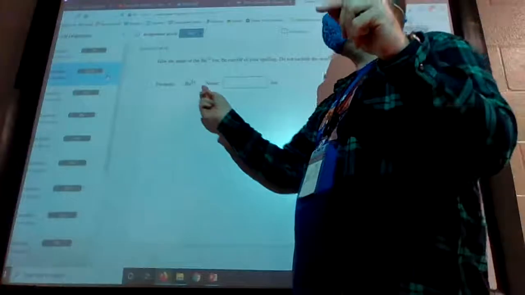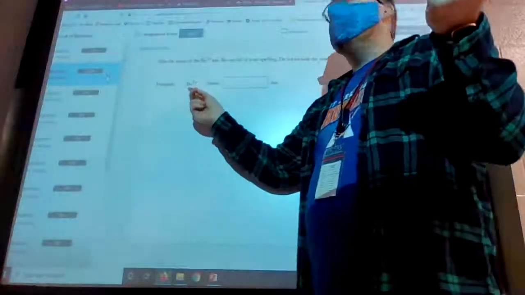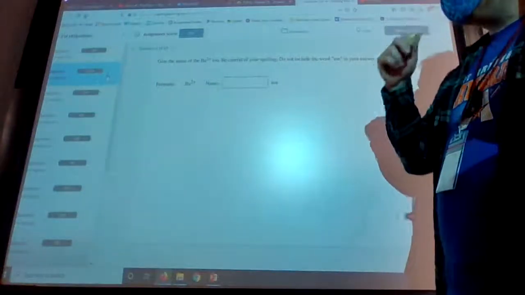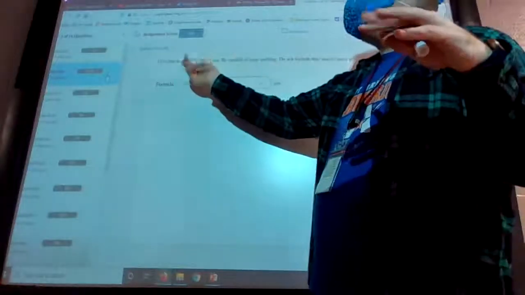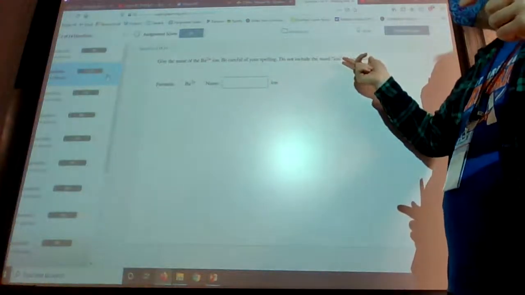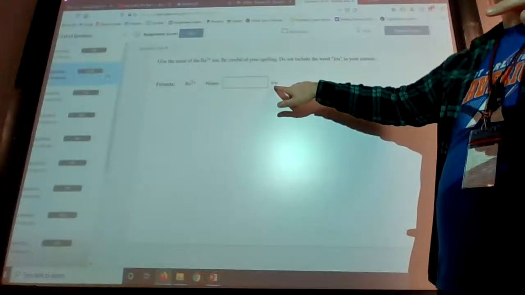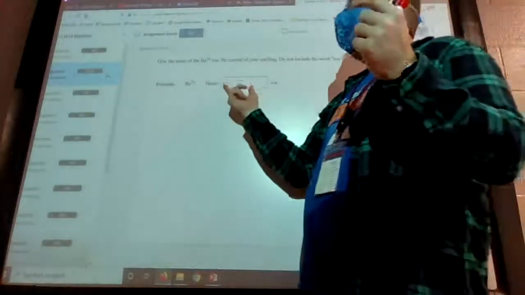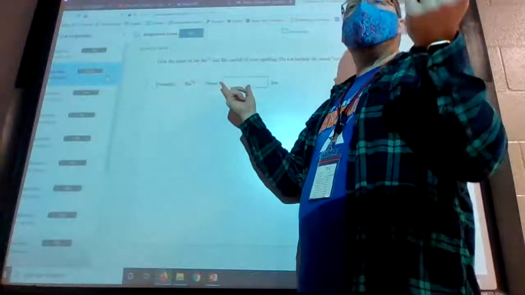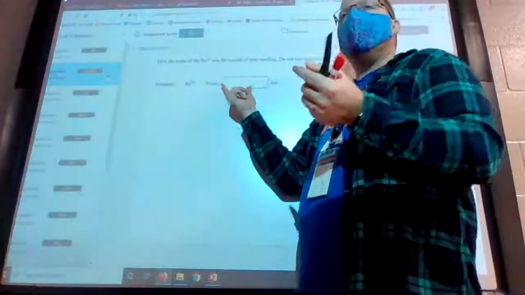Number 2. That's not the one I have. No, but yours is positive, right? Mine's minus. That's what I'm having trouble with. Yours is minus. So wait a second. Give the name of the Ba2+ ion. Careful of your spelling. Do not include the word ion in your answer because they already have ion at the end. So on this one, I would just type out barium. It should just be barium ion.